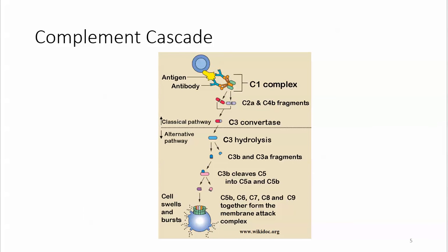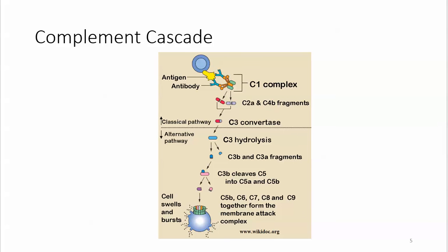The complement cascade. There are three basic functions of complement. One is chemotaxis, that's the process of calling immunocompetent cells to the site of injury. Lysis is when they destroy them, and opsonization is when they coat a bacterium and enhance the phagocytic process.